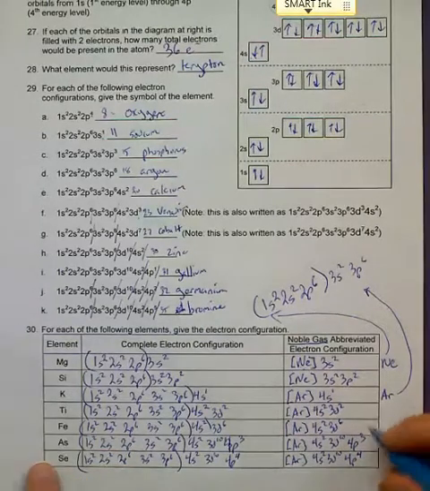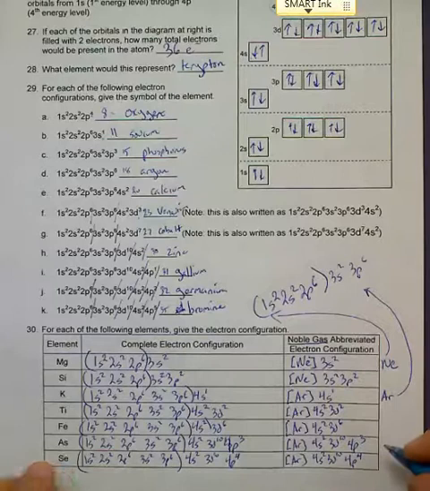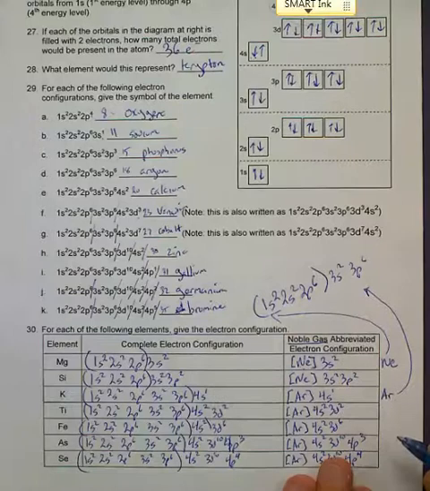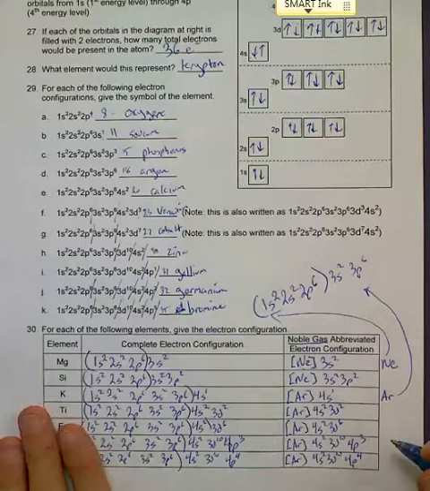The key is to find the noble gas that comes immediately before this one. So sometimes you have to backtrack a good long ways. Selenium backtracks all the way to argon till it gets to the noble gas. And the noble gas is always the one in the far right column, column 18 or 8A as we see it. We're going to get a lot more practice with using the noble gas abbreviation and with writing complete electron configurations as we go.